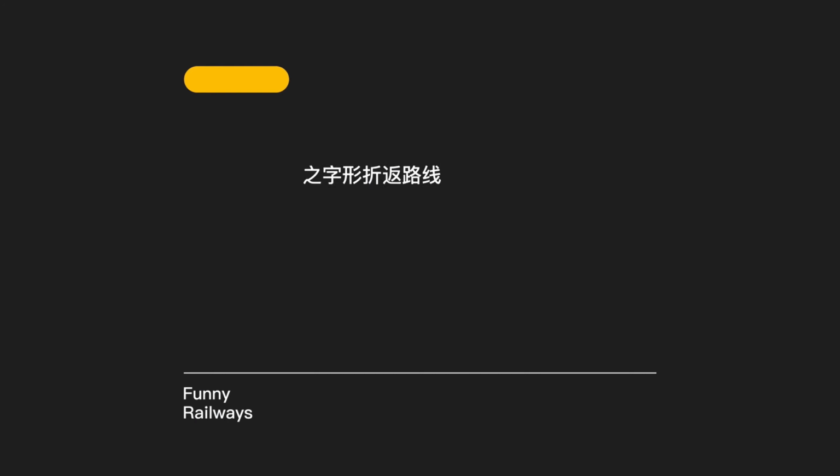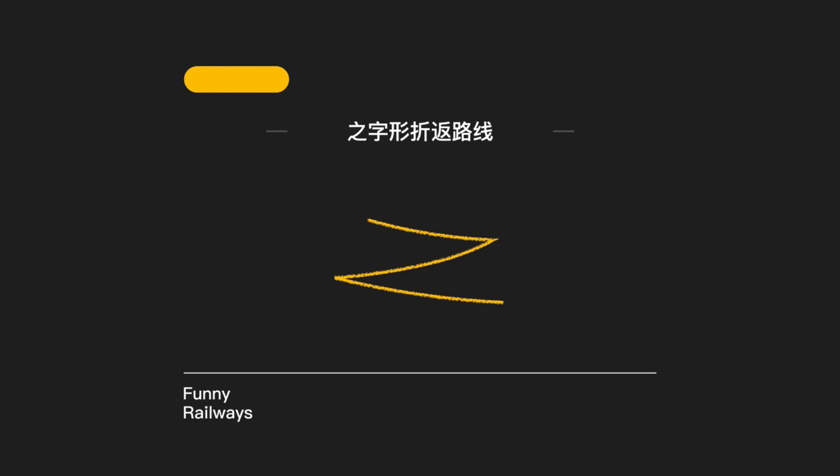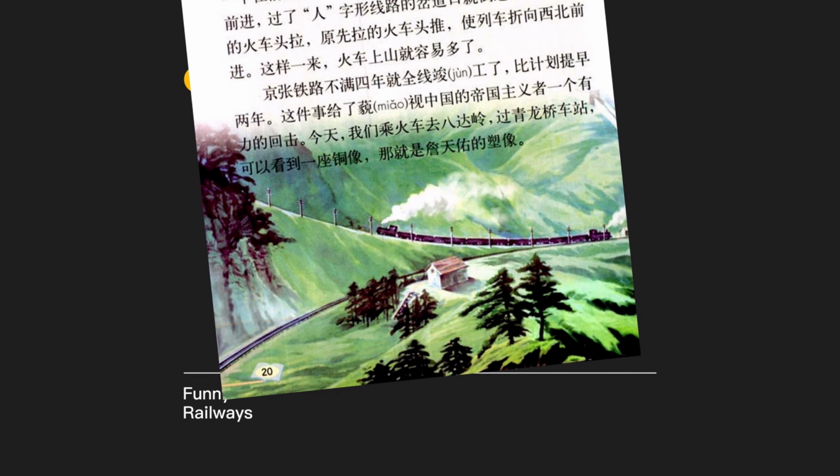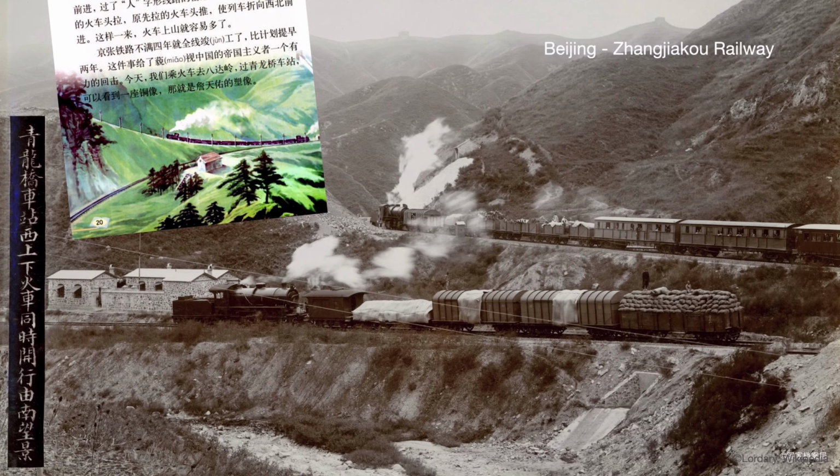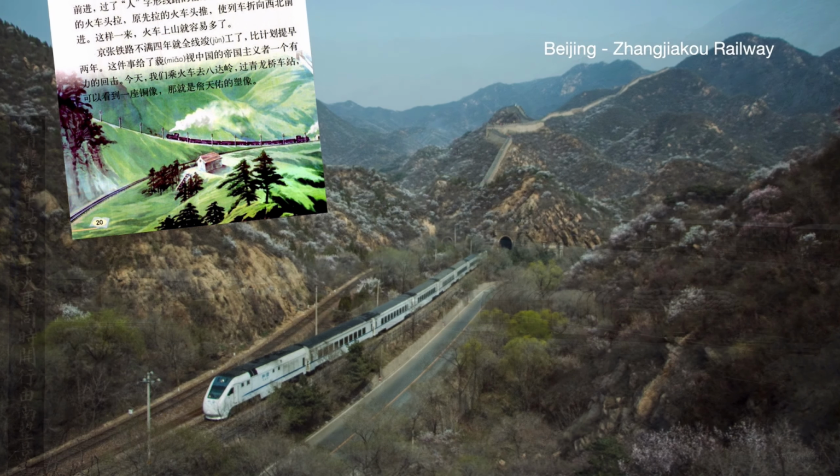When terrain limits line laying, the previous winding laying methods are unfeasible. Trains travel back and forth, climbing the mountain like stair steps. This kind of route is the most familiar one to Chinese people. The Z-shaped route around the Qinglongqiao mountain area on the Jingzhang Railway was already in China mainland textbooks.